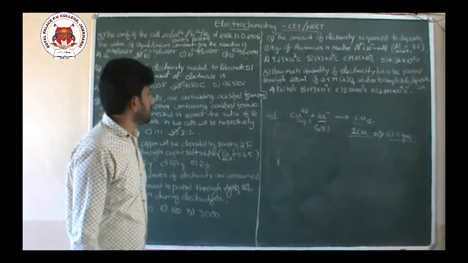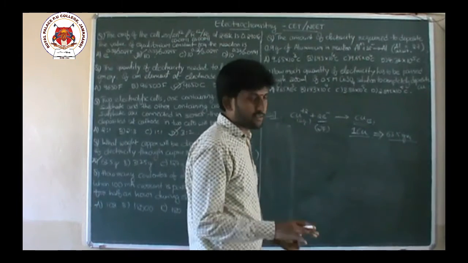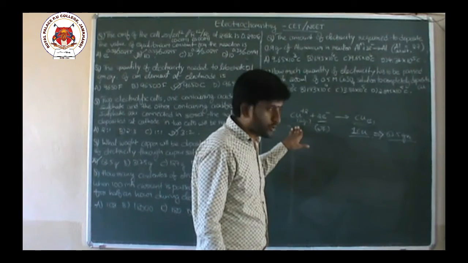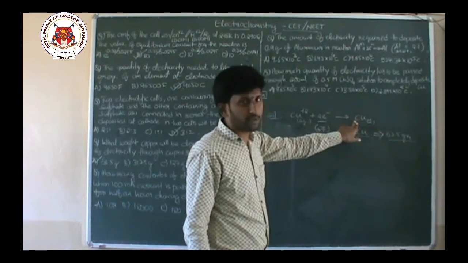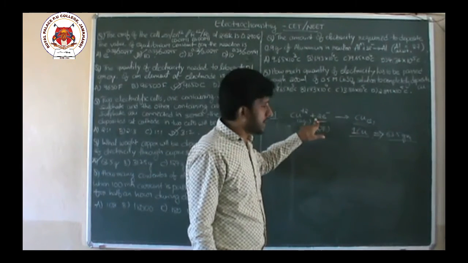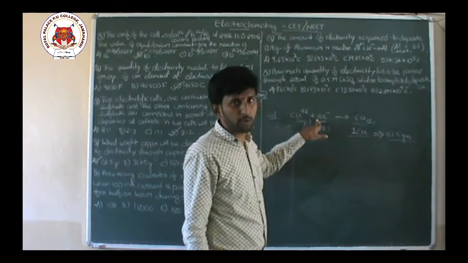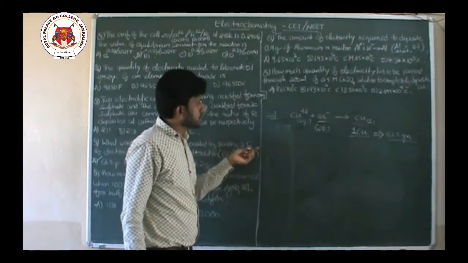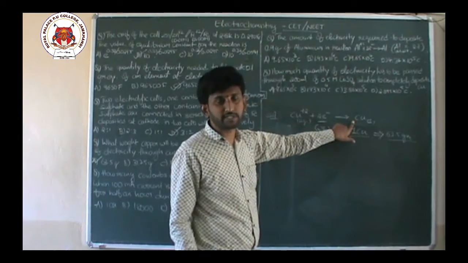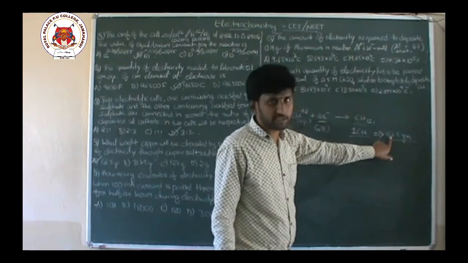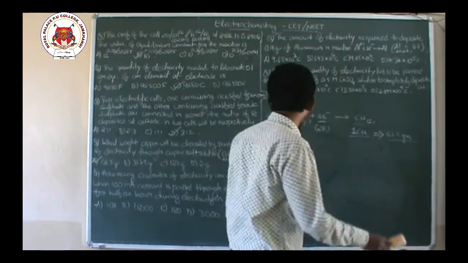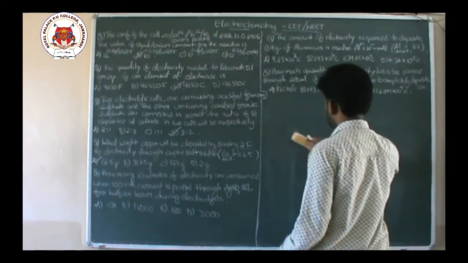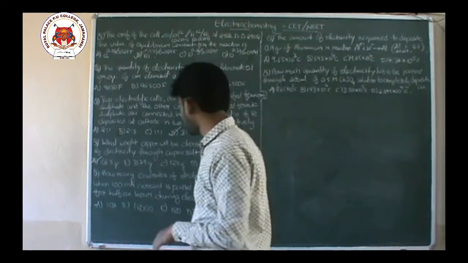So the thing is, cupric salt is given, which means copper is in the plus 2 state. Copper plus 2 requires 2 electrons to get deposited. For 1 mole it is 2 electrons, so 2 moles means 2 Faradays. In the question also they say 2 Faradays. So for 2 Faradays, how many moles of copper are deposited? 1 mole. 1 mole of copper weighs 63.5. So the answer is A, 63.5 grams.